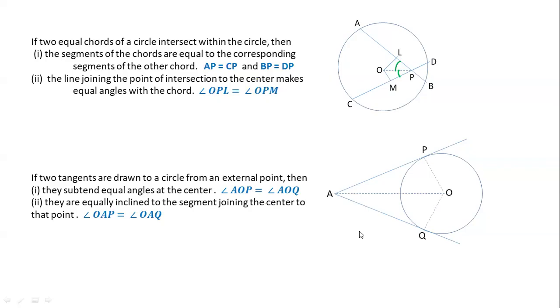When you join it, this is the angle subtended at the center, and both these will be equal. AOP will be equal to AOQ, and they are equally inclined to the line joining the center. That means these angles will also be equal.